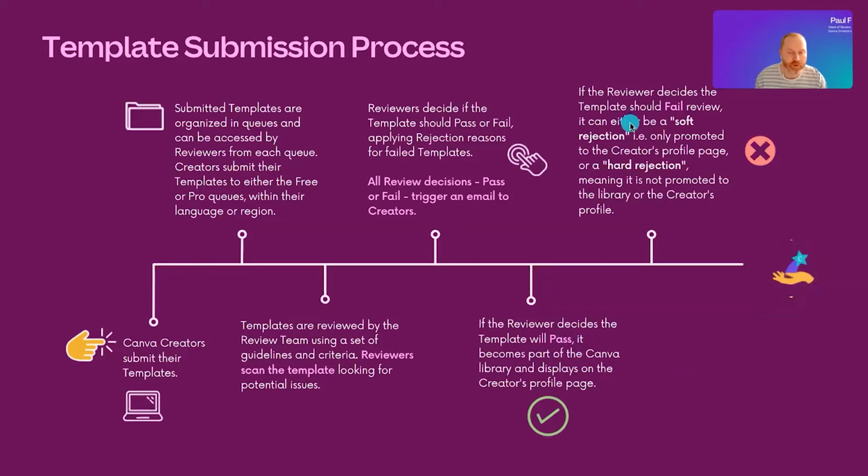Now, if a reviewer decides that we need to reject that file for whatever reason, there's a couple different scenarios here. There's a soft rejection, which means in some cases that particular template is only promoted to your profile page. So it's still available for people to find, but not as readily searchable or discoverable in the library. Or there's a hard rejection, which also means that it's not promoted to the library, and it's also not promoted to your creator profile. So those 2 scenarios are something to keep in mind as you get some of our emails relating to review.